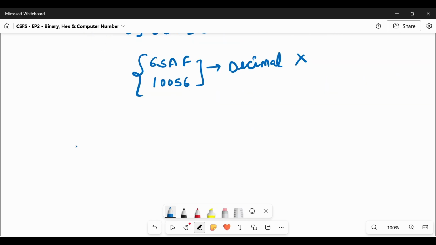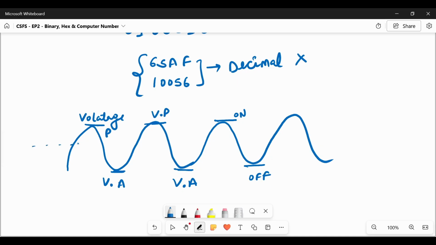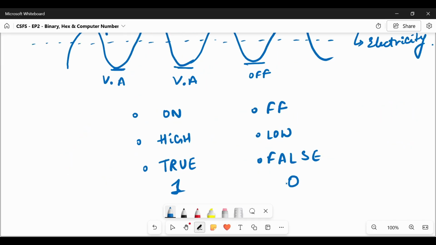We know that the CPU deals with voltage present or voltage absent. You have seen these electrical signals, either high or low: voltage present, voltage absent, high bit, low bit, on, off, true, false. It is just a representation. At the end, it is all electrical signals. We have everything in terms of voltage, electrical format, high or low.